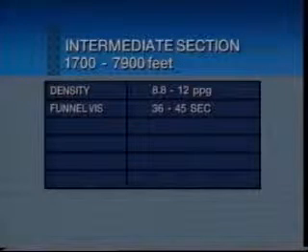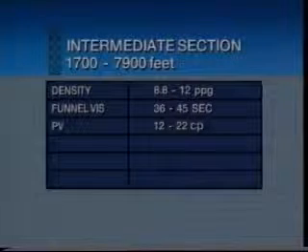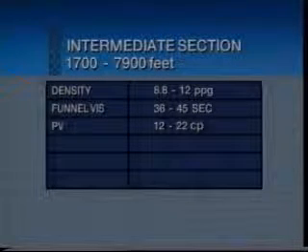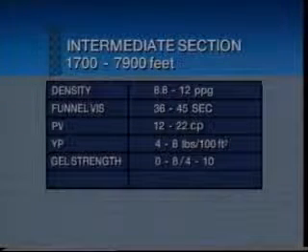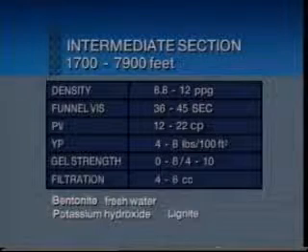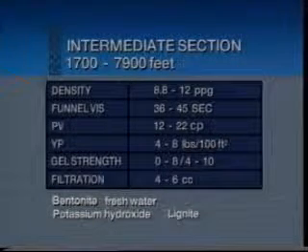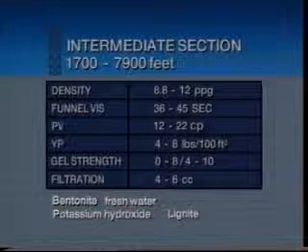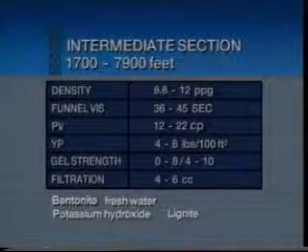Funnel viscosity at 36 to 45 seconds per quart. Plastic viscosity at 12 to 22 centipoise. Yield point at 4 to 8 pounds per 100 square feet. Gel strength at 0 to 8 and 4 to 10. And filtrate loss at 4 to 6 cubic centimeters. Alkalinity is maintained with the addition of lime or potassium hydroxide. Caustic soda is not used with this system.